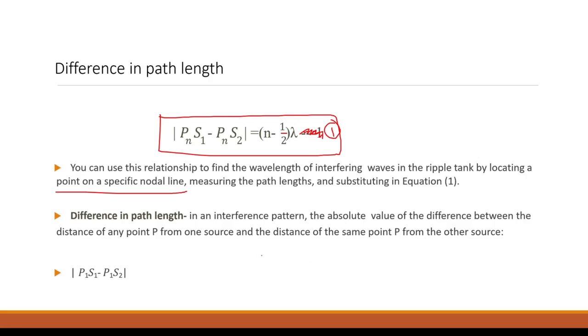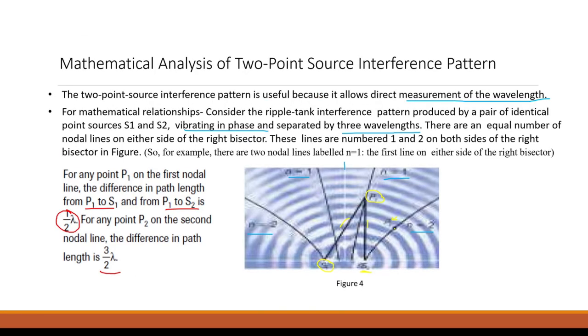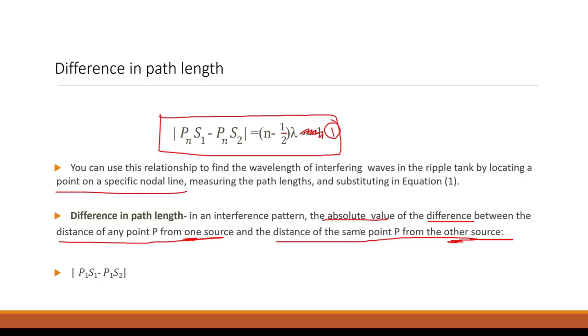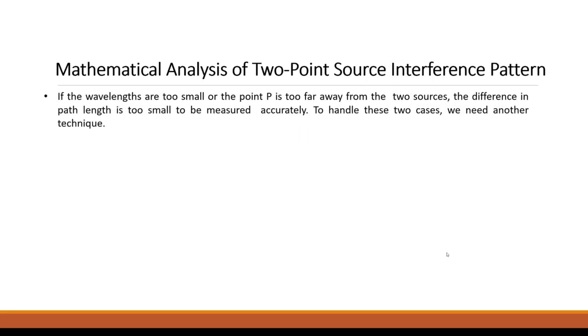So the difference in path length, explicitly, in an interference pattern like this, is the absolute value of the difference between the distance of any point P from one source and the distance of the same point P to the other source. Again, that's from here to here, and from here to here, for any nth nodal line.